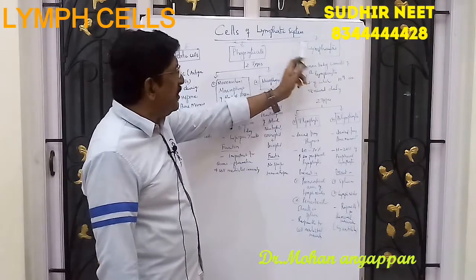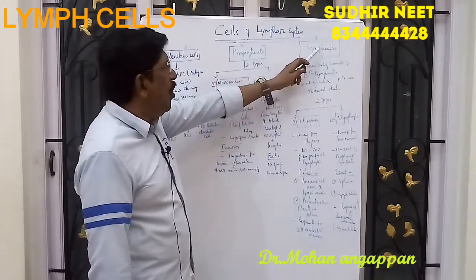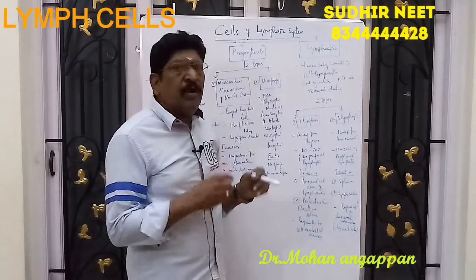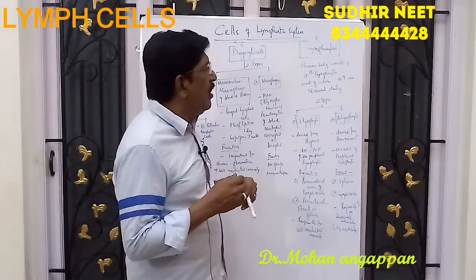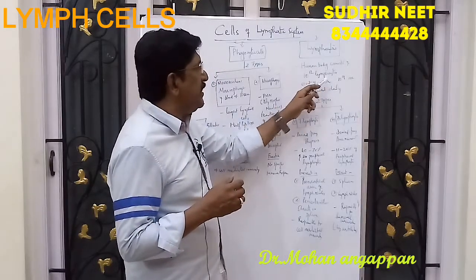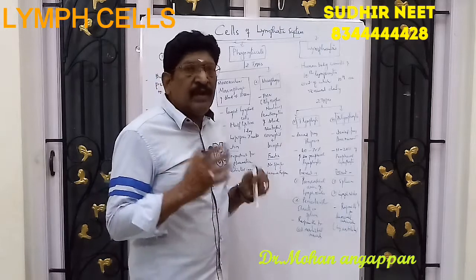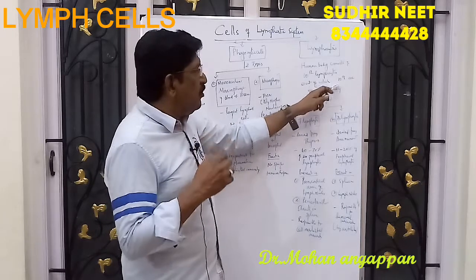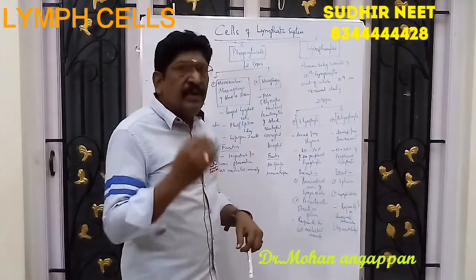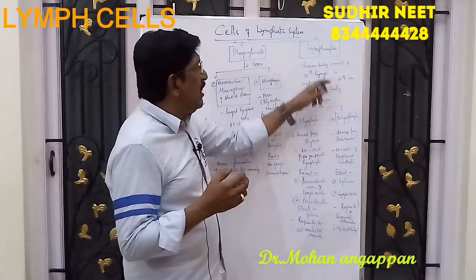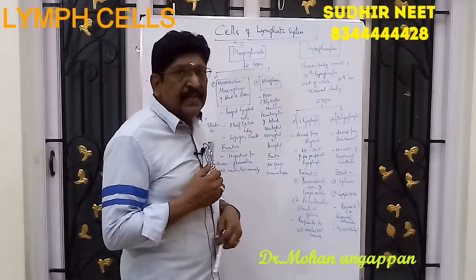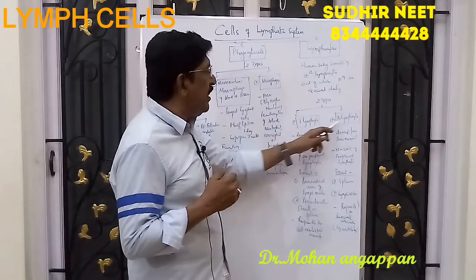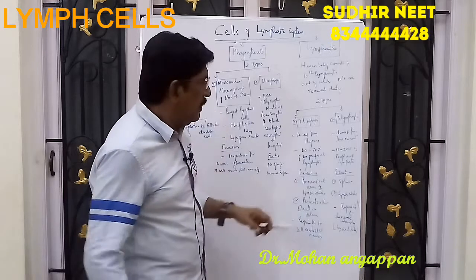Third type of cells of the lymphatic system are the lymphocytes. Our human body consists of 10 to the power 12 lymphocytes. Generally, the total amount of lymphocytes in our body is 10 to the power 12, out of which 10 to the power 9 are renewed daily. So 10 to the power 9 lymphocytes are renewed daily. There are two types of lymphocytes, one T lymphocyte and two B lymphocyte.